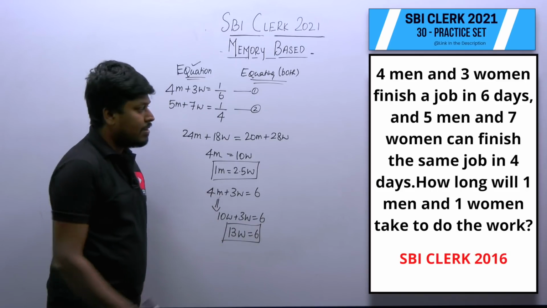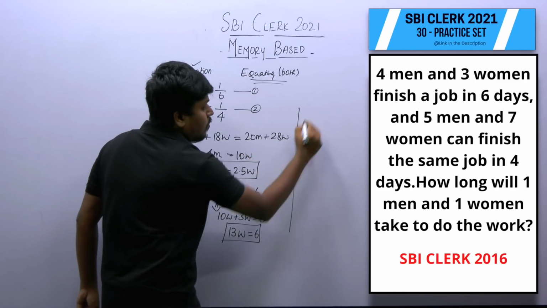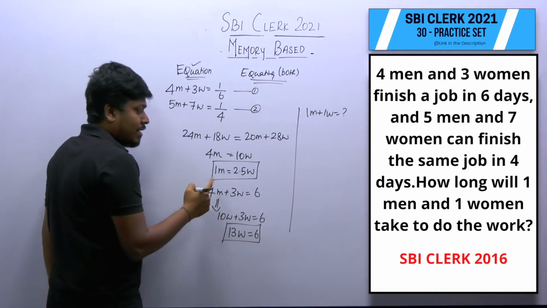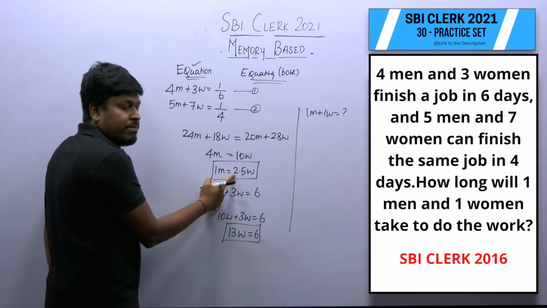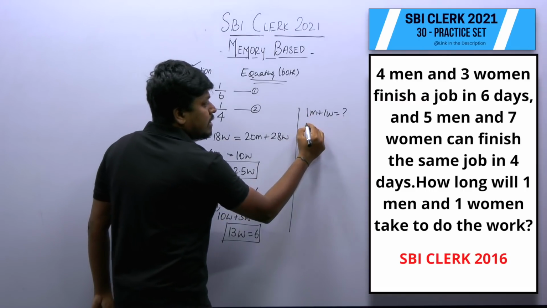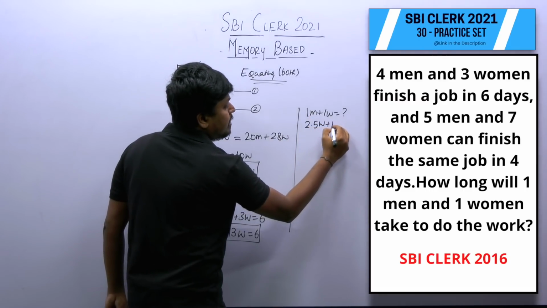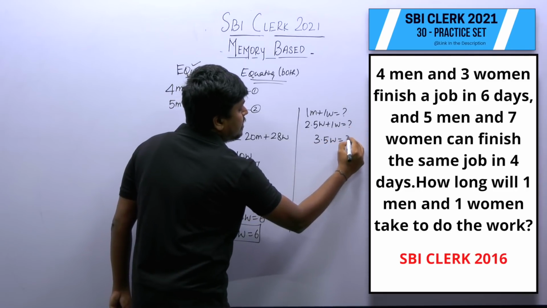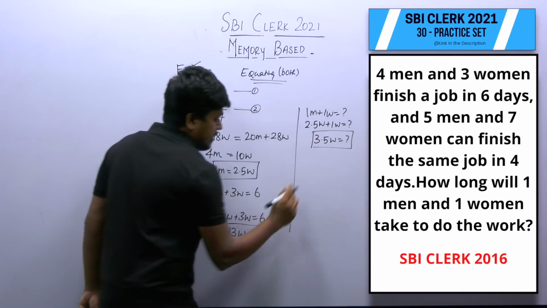What is our target? Our target is to find 1 man and 1 woman, how many days they will take to complete a work. 1 man is equal to how many women? 2.5 women. So 1 man is equal to 2.5 women plus 1 woman is equal to question mark. So 3.5 women is equal to question mark. Just got the logic, right?